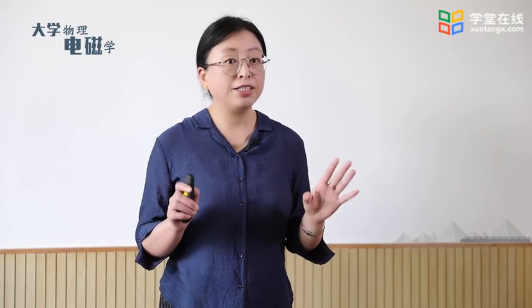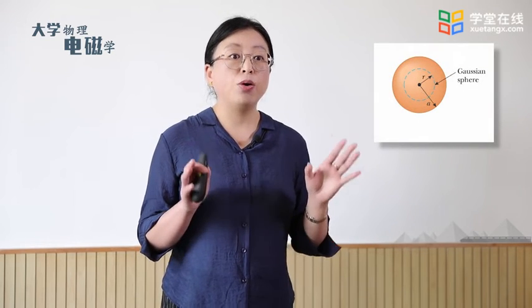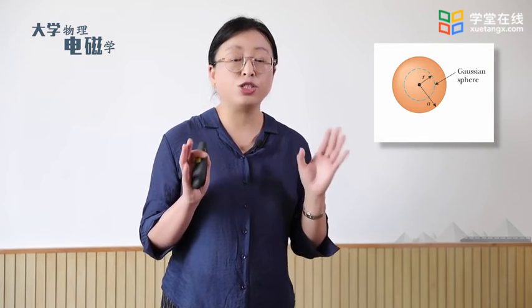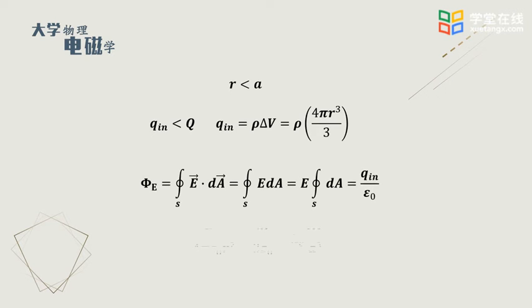For points inside the sphere, a spherical Gaussian surface with a radius r smaller than a is chosen. We need to find the net charge inside the Gaussian surface, Qin. Qin equals ρ ΔV, and ΔV is the volume of the region enclosed by the Gaussian surface. By applying Gauss's law, we could solve for E. From these results, we can find the electric field inside the sphere is different from the one outside the sphere. When r approaches 0, E approaches 0.